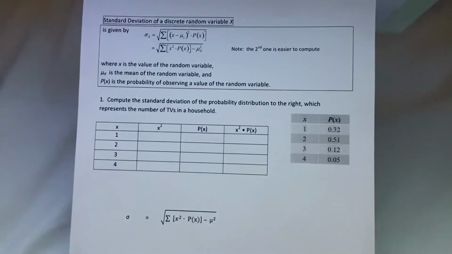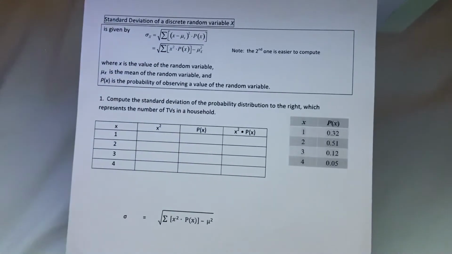Okay, so standard deviation of a discrete random variable x. To do the standard deviation, we have two equations: the square root of the sum of x minus mu sub x squared times the probability of x, and the square root of the sum of x squared times probability of x minus mu squared of x. This one is always going to be easier to calculate.